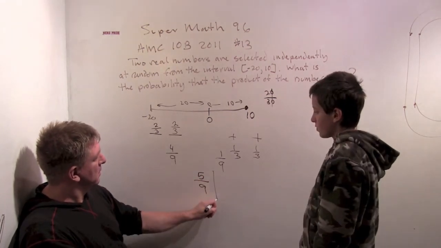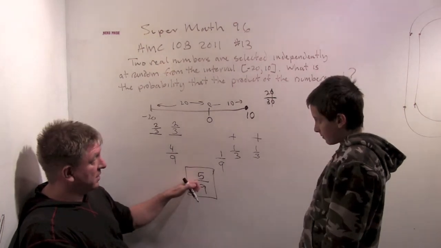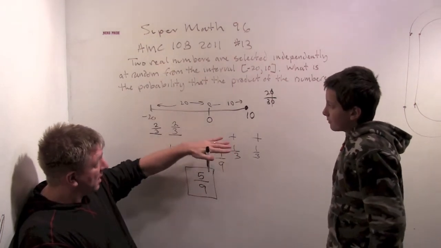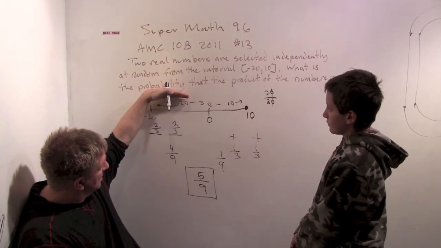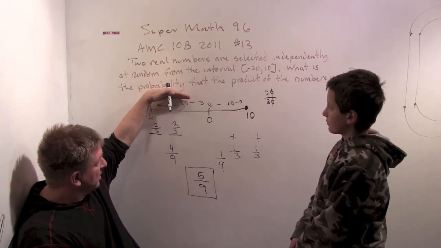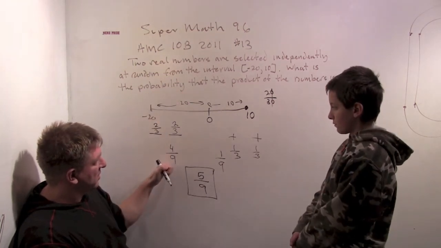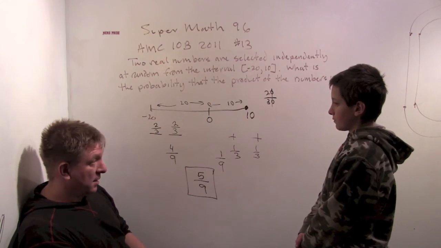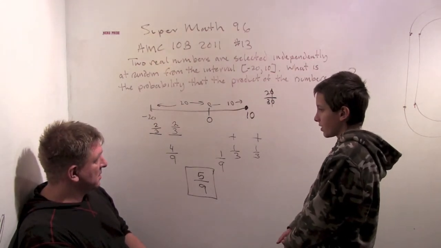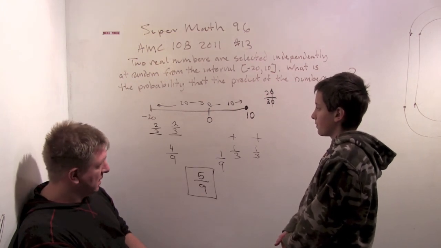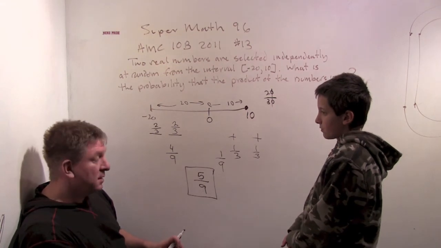So it's actually greater than a half, and that has to do with the fact that you're more likely to pick negative, negative, 4/9 of the time, and positive, positive, 1/9 of the time. There you go. So 5/9 is the answer.